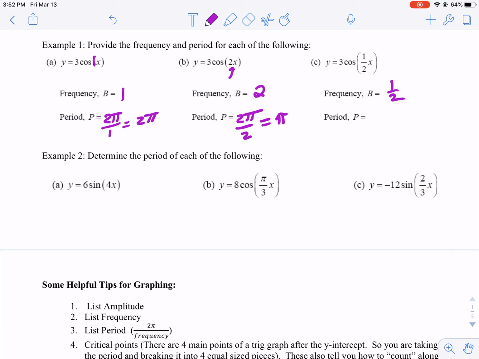Letter C, frequency is a half. That means I am only going to finish half of my V by the time I get to 2 pi. So if I can get half a V in 2 pi, common sense says it's going to take until 4 pi to finish it.